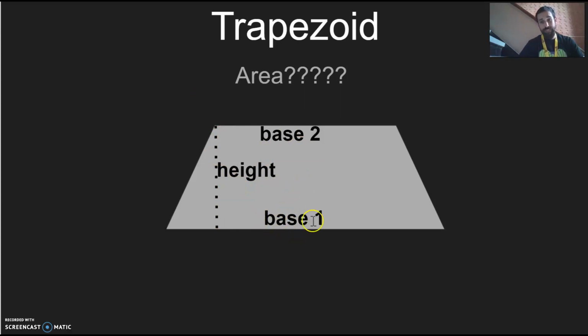Okay? So the bases are the 2 parallel lines. The diagonal lines are not bases. If they are not the parallels, they are not the bases. Sometimes the parallels might be on the side, and that's okay, but they're not diagonal. They're not going to run into each other. They're parallel lines, the 2 lines that are never going to meet. If we extend them out and out, they're never going to meet. Those are your 2 bases on a trapezoid, okay?